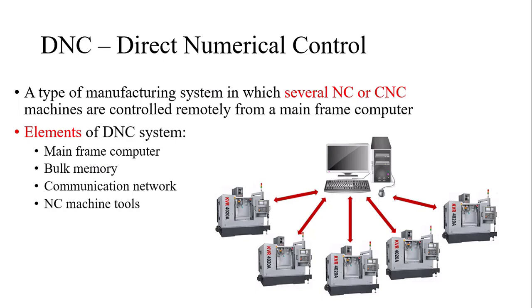Next one is the most advanced kind of numeric control machine, DNC, which is called direct numeric control. As you can see in the image, there is one computer. All these NC machines are connected to the one computer. Although all the machines have their personal computers, they are connected with one mainframe computer, which is giving the command to different machines. That's why it is the most advanced.